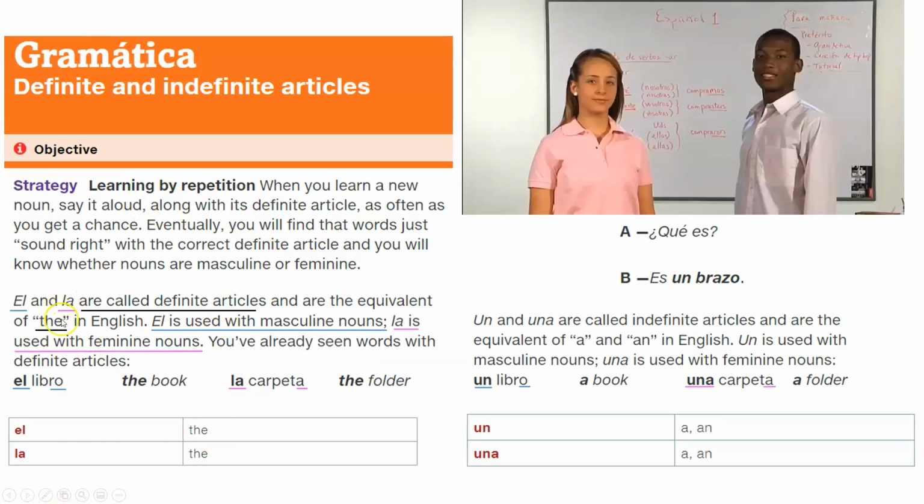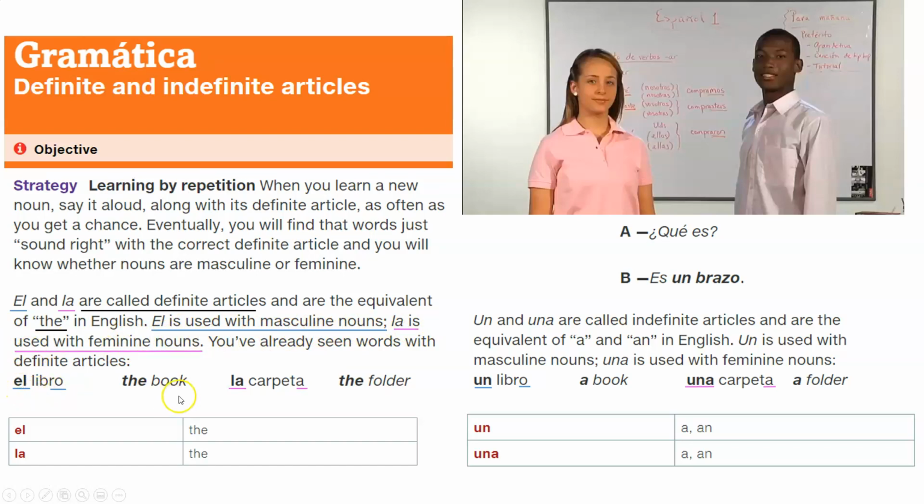All right, so we talked about these, right? When you learn a new noun, say it out loud along with its definite article as often as you get a chance. Eventually, you will find that the words just sound right with the correct definite article, and you will know whether nouns are male or female, masculine or feminine. El and la are called definite articles, and they mean the in English. El is used with masculine or male nouns. La is used with feminine or female nouns, right?